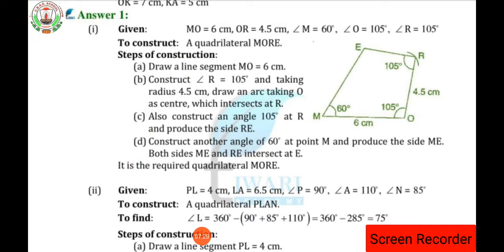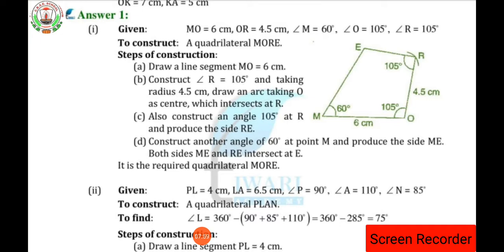So dear student, first you have to draw a straight line of 6 centimeter. The name of the straight line is MO, whose measurement is 6 centimeter. Then with the help of your protractor draw 105 degree at point O as well as at point R. Clear? Then as you know, with the help of your rounder how to draw the 60 degree, isn't it? Draw the 60 degree at point M.